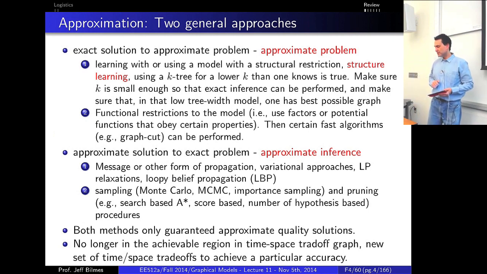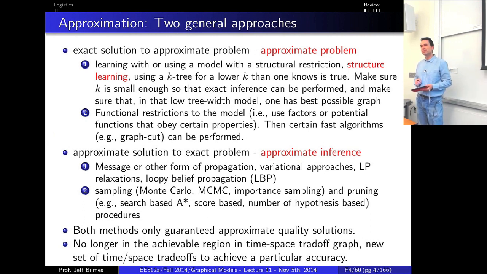Just to review, remember we started talking about approximate inference. We're in this realm outside of the yellow region that we saw in the time-space trade-off picture, where we can no longer do exact inference. And we saw that there are 2 different approaches to approximate inference. The one approach is to do an exact solution to an approximate problem, where, for example, you do structure learning or you come up with some other model which is, for one reason or another, tractable to do exact inference, and then you do inference on that.